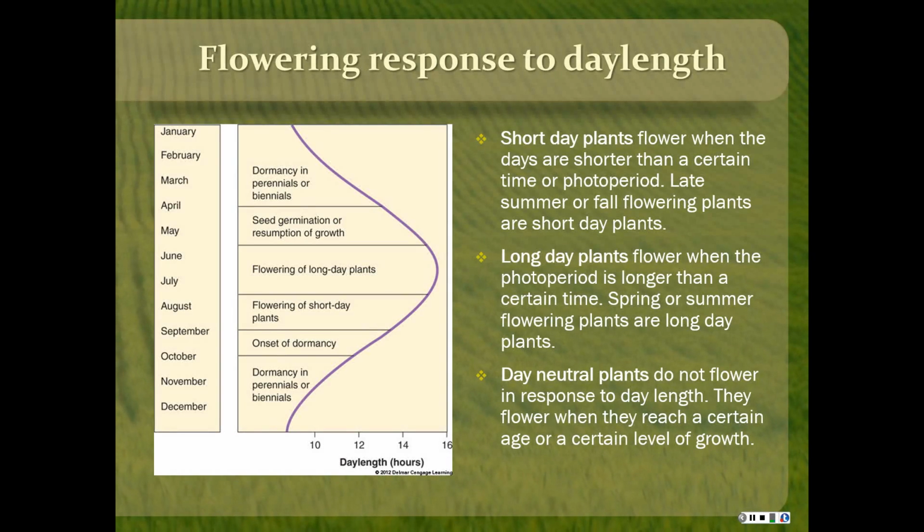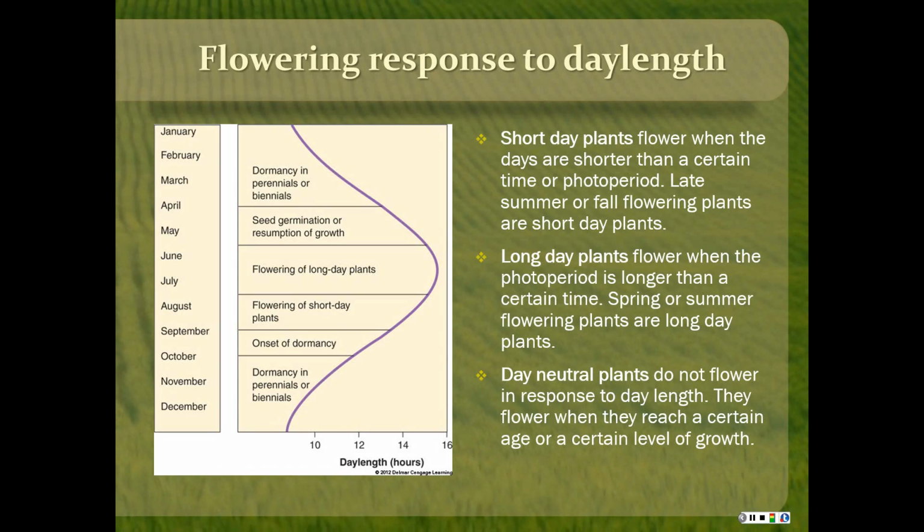Those are late summer or fall flowering plants. So when the days have gotten as long as they're going to get and they start getting shorter, then the short day plants will flower. Long day plants flower when the photoperiod is longer than a certain time, and those would be spring or summer flowering plants that, as the days get longer and longer, when they get to about June and July, when the days are as long as they're going to get, then those plants are stimulated to flower.